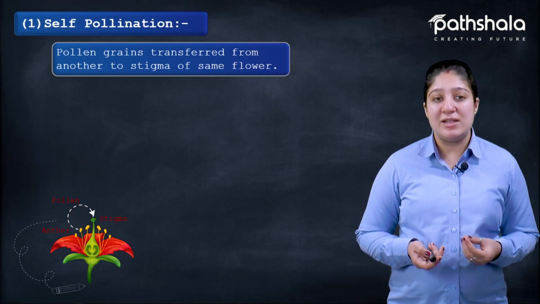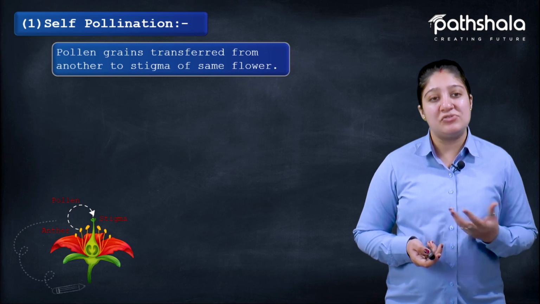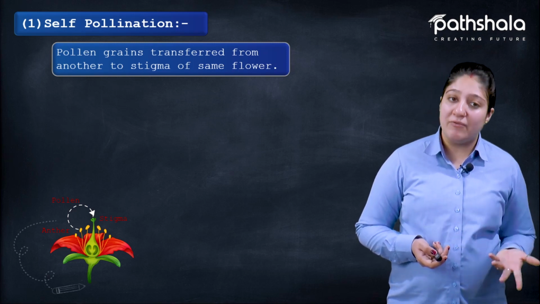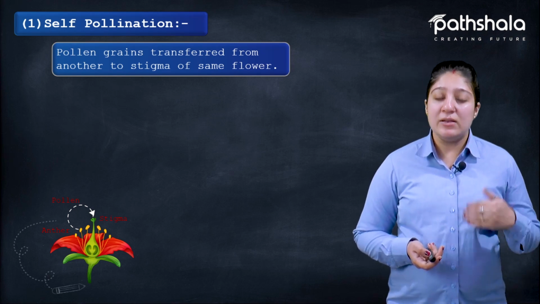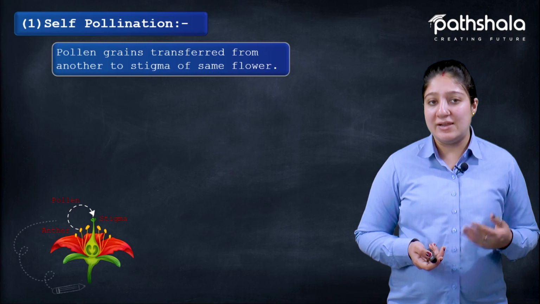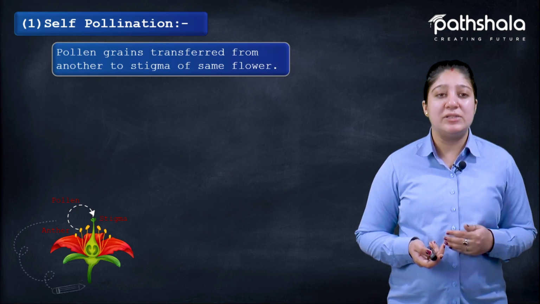Now the word itself says pollination. What is pollination? That is transfer of pollen grains. And from where does it take place? From anther to the stigma. And again the further process goes on, that is fertilization, that we are going to discuss in our further slides.